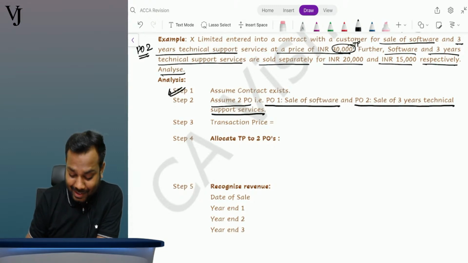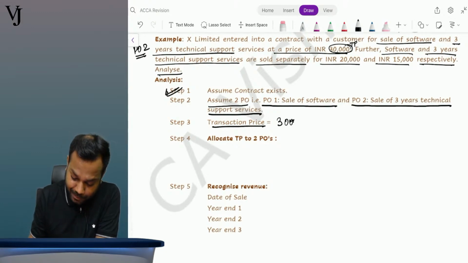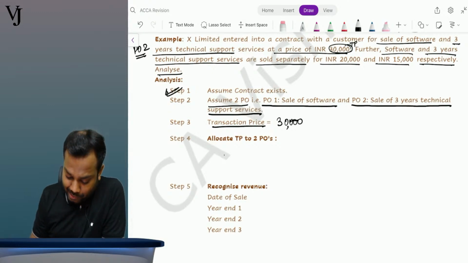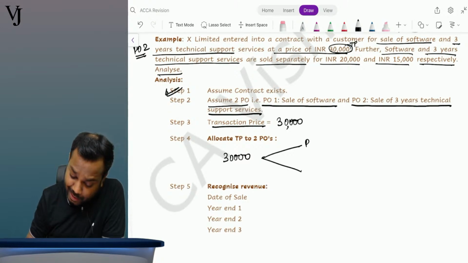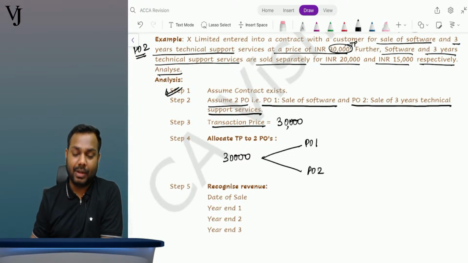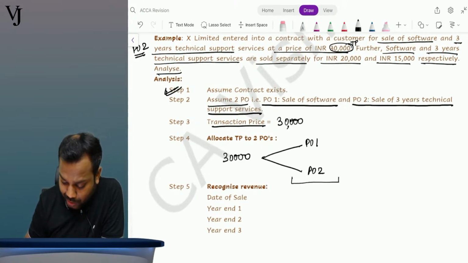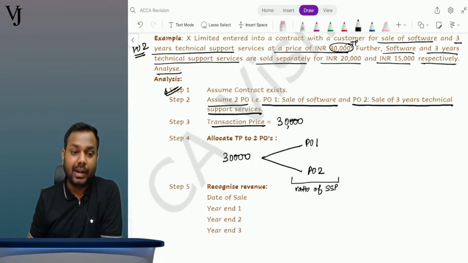Now, step number 3 is transaction price. So what is the transaction price? Transaction price is 30,000. Step 4, allocate the transaction price. Now, understand, this 30,000 you have to allocate to performance obligation number 1 and performance obligation number 2. How will you allocate? The standard says that this allocation has to be done in the ratio of standalone selling price of each performance obligation.